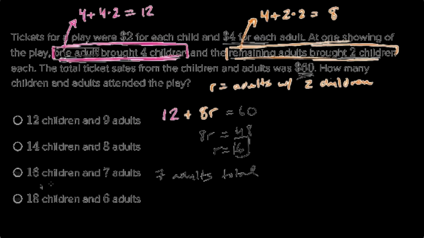So we could just look at these choices. Only one of these choices has 7 adults. And we could verify that this would also amount to 16 children, because this person up here in magenta would bring 4 children, plus the 6 adults who brought 2 children each, which would amount to 12 children. And that indeed does add up to 16. But if you're under time pressure, you can see there's only one choice that has 7 adults, so you could just pick that one.